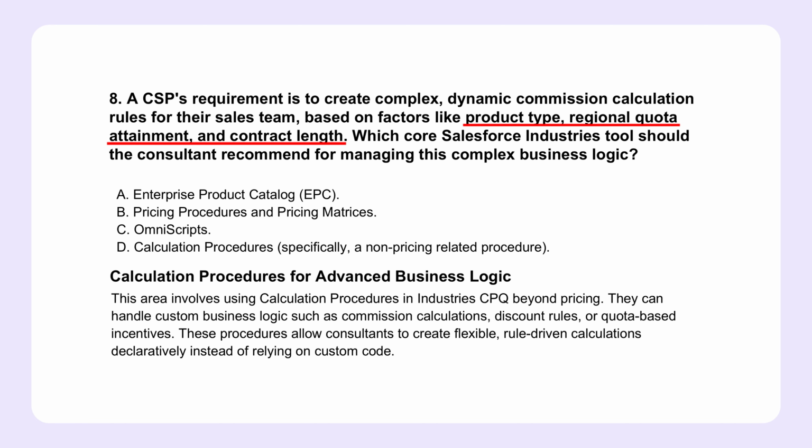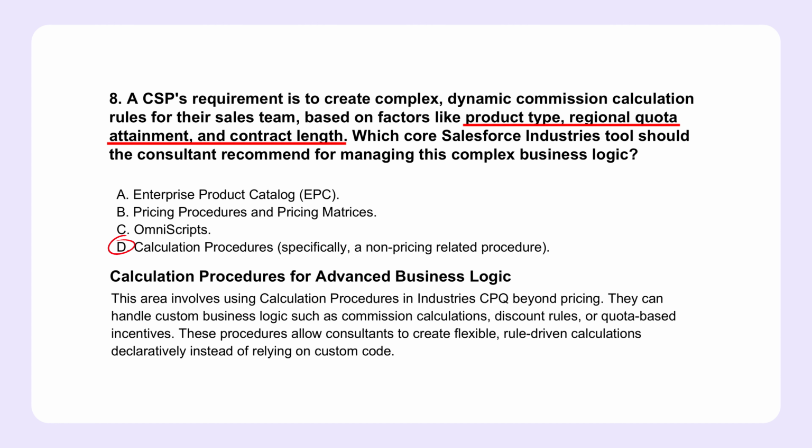What's fascinating here is that the architectural guidance still points us toward a specialized declarative tool for this. The recommended solution is calculation procedures. Wait a minute. Calculation procedures. If this isn't calculating the final price on the quote, why are we using a calculation procedure? Isn't that overkill or misnamed?